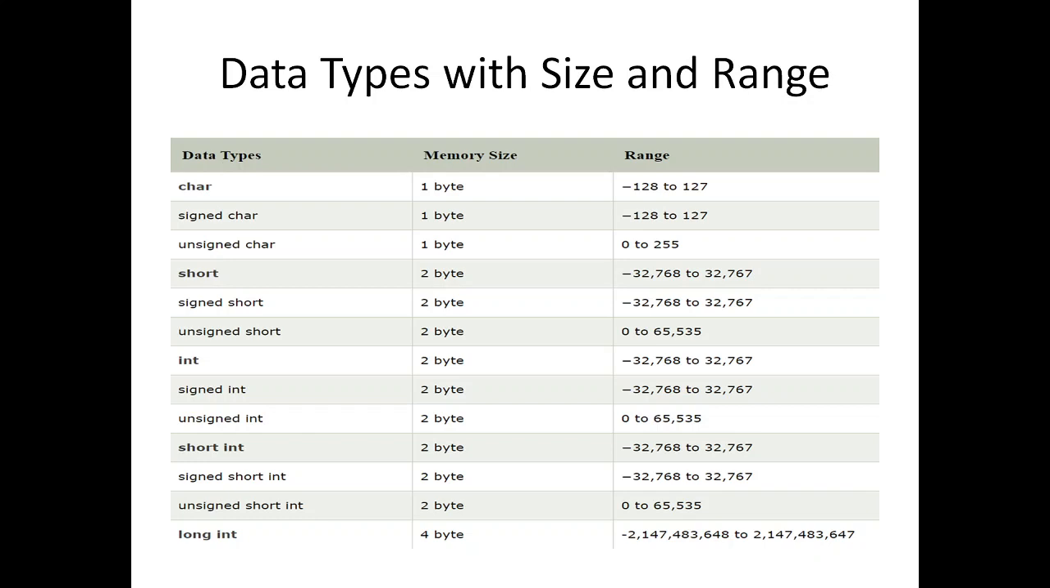Similarly, short, which is 2 bytes, can store minus 32,768 to 32,767. If you want to store a value which is higher, then you can use int, short int, unsigned int, and long int. With long int, you can usually store numbers of around 10 digits. In this way you can store information, and based on the variable you have defined and the value you want to store, you can choose the appropriate data type.